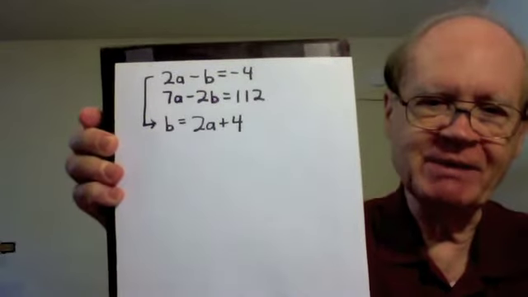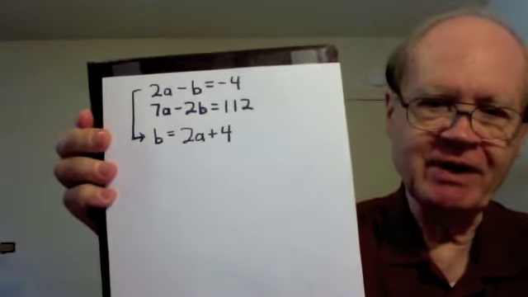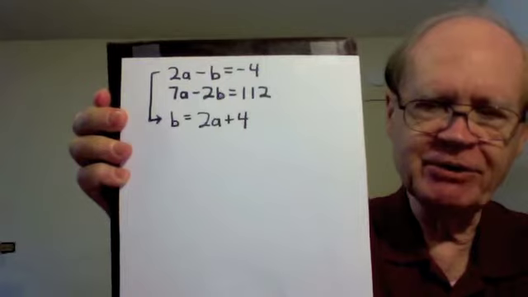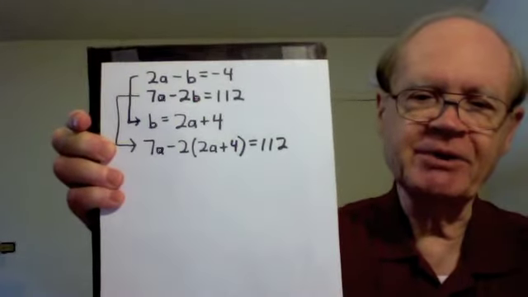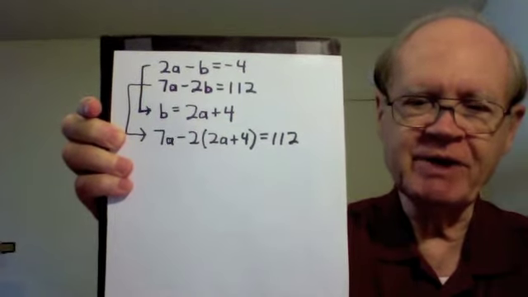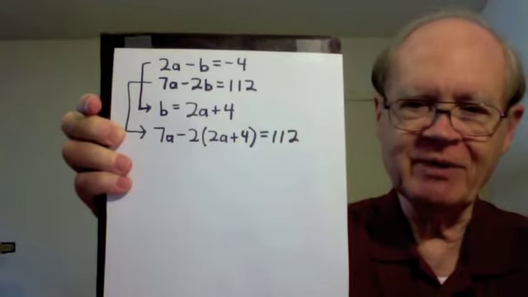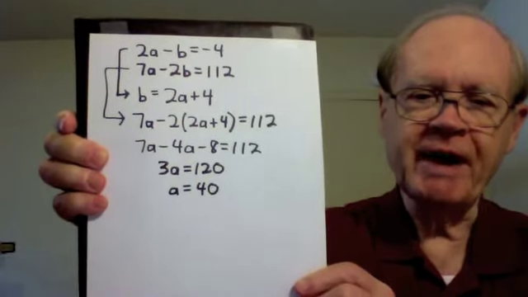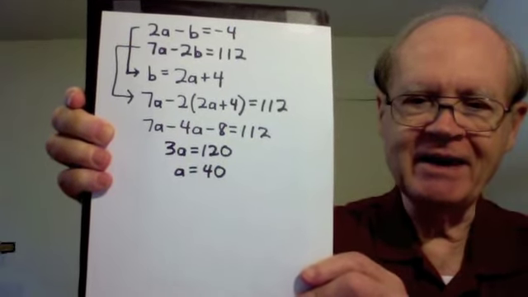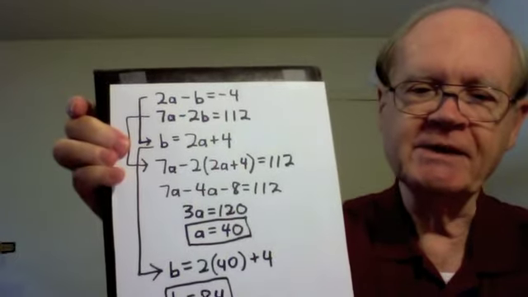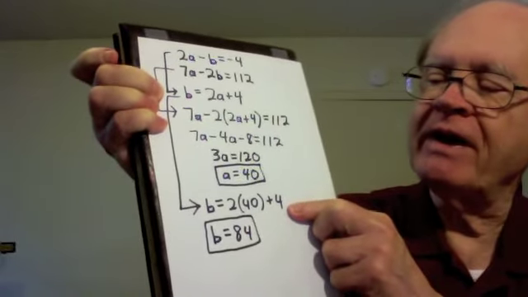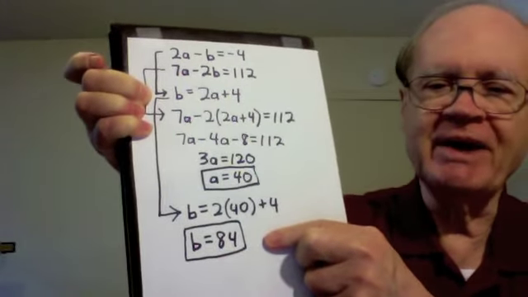I'm choosing to solve them by substitution, so I take the first equation, add B to both sides, and add 4 to both sides, and that solves it for B. B equals 2A plus 4. Substituting that expression for B into the second equation gives 7A minus 2 times (2A plus 4) equals 112. Distributing the negative 2 and continuing to solve for A, I get A equals 40. And since we have up here that B equals 2A plus 4, I substitute that value of A into that equation and I get B equals 84.